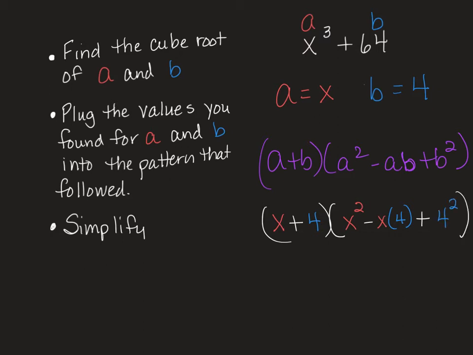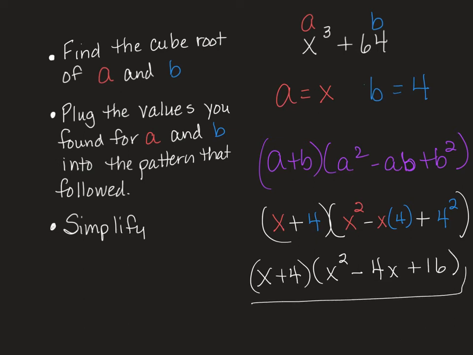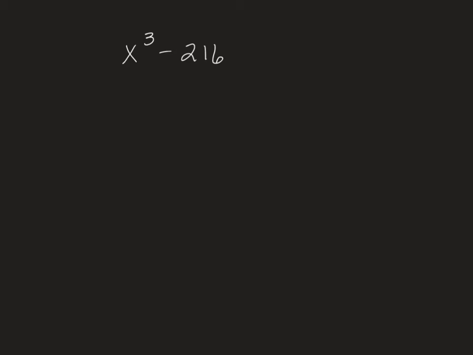And the last step says just to simplify. So all I really want to do is clean this up and make this look more presentable. My x plus 4 does not change. This becomes x squared minus, in standard form, that would be 4x. And I would write that to say 16. And then this would be your answer. That is now the factored form. Double check. Here's one I would like you to try.